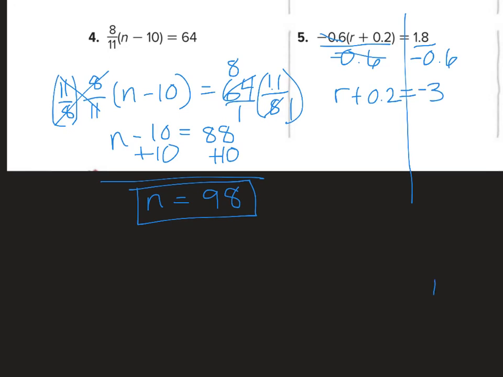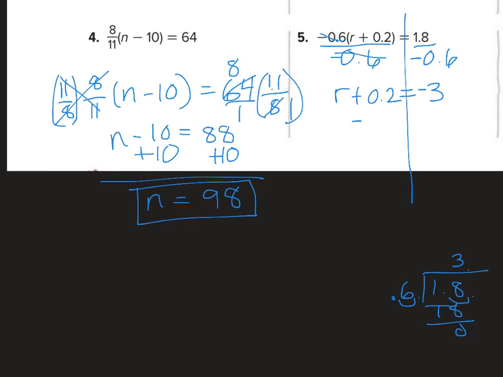And I'm just going to check my math. 1.8 divided by 0.6. Move the decimal over 1. Okay, so then 6 goes into 18 3 times. 3 times 6 is 18. Subtract to get 0. Okay, so it is 3, and it's a negative.